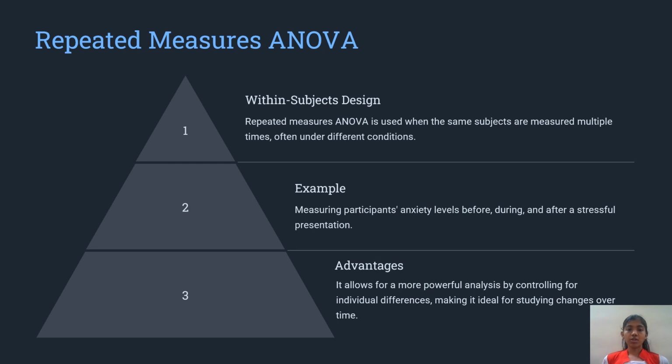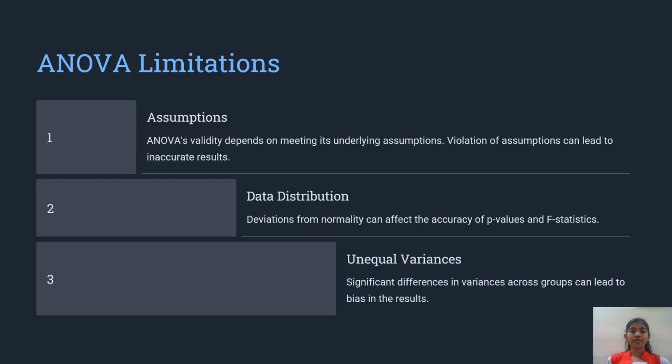Repeated measures ANOVA. So, within subject design, that is, repeated measures ANOVA is used when the same subjects are measured multiple times, often under different conditions. For example, measuring participants' anxiety level before, during, and after a stressful presentation. The advantage of repeated measures ANOVA is it allows for a powerful analysis by controlling for individual differences, making it ideal for studying changes over time.